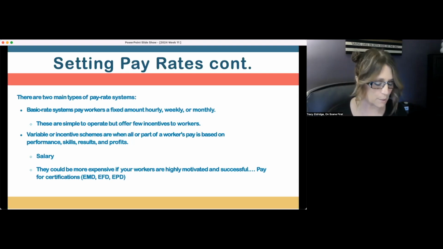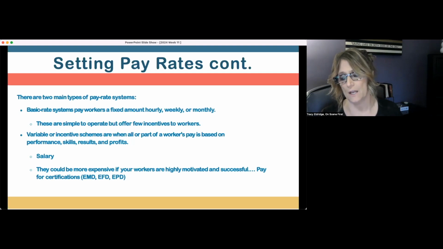We'll have an hourly rate for the folks on the floor. Directors may have a salary rate, but the hourly rate, and then maybe there's some incentive on top of it as well, where they're paying for certifications such as EMD, EPD, EFD, or maybe a bilingual telecommunicator, a CTO, working the overnights, etc.